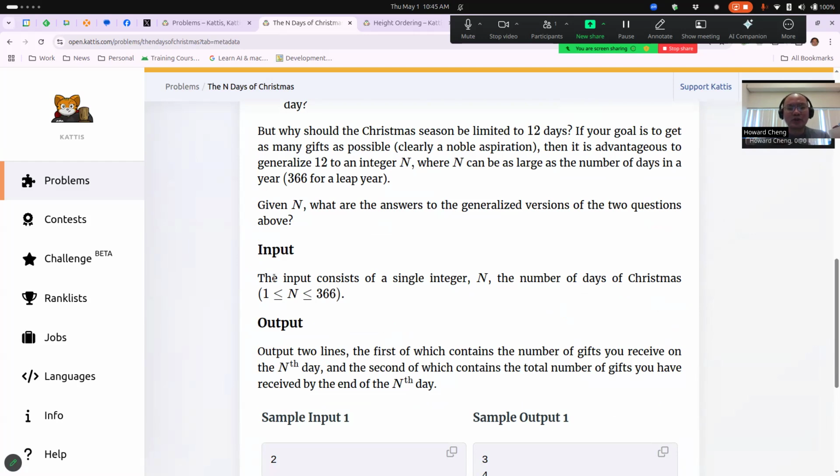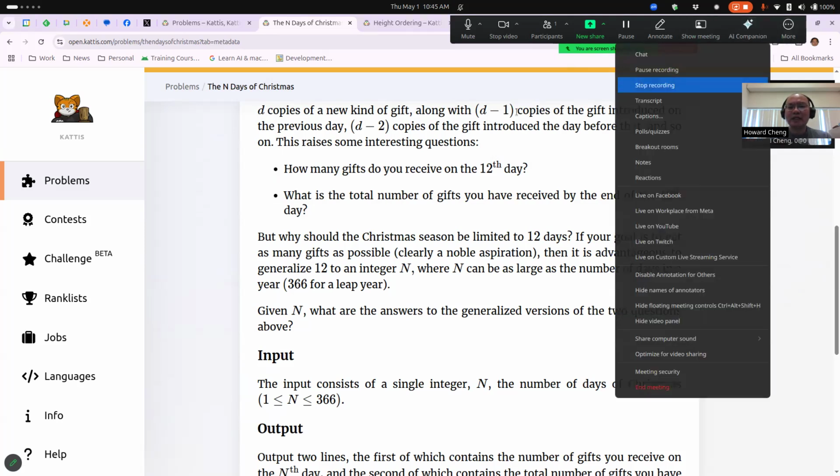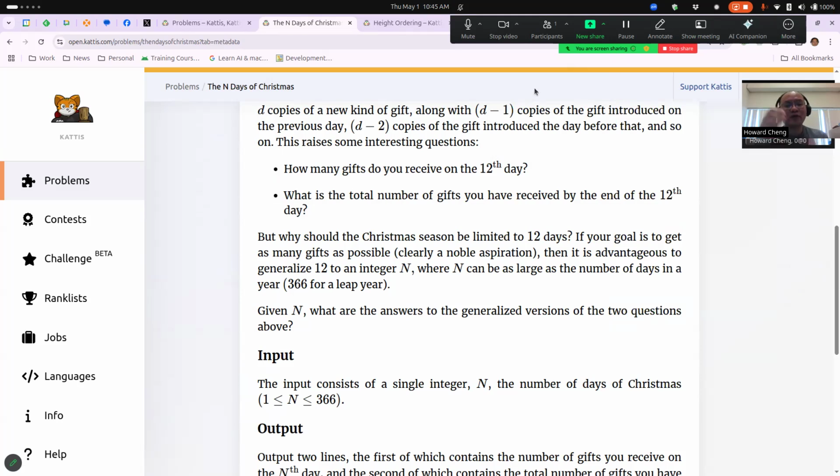So the first question is, how do you get the answer to the first question? How many gifts do you receive on the 12th day? So that's 1 plus 2 plus 3 up to n. And you can either write a for loop that adds it all up, or you can remember that there's a formula for that, and the formula was n times n plus 1 over 2. You can look that up, you can work it out, or maybe you just remember that. Either way, that's a very important, useful formula that you should definitely know by heart.